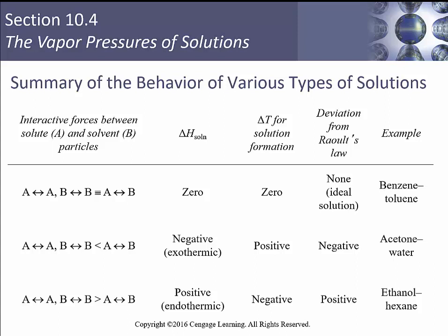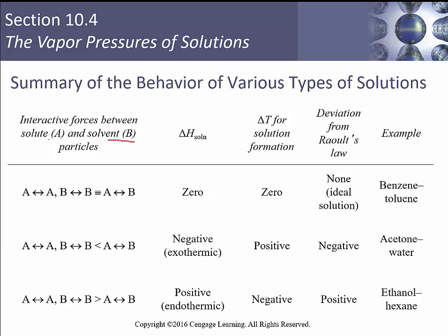So, summary of the behavior of various types of solutions. The interactive forces between the solute and the solvent particles. If we're looking at A interacting with A and B interacting with B, and they're about equal to the interaction between A and B together, our enthalpy of solution should be zero. Our change in temperature should be zero. We're going to have no deviation from Raoult's law, right? So, benzene and toluene is a great example of that. And just London forces, no real attraction between B for A or A for B. They're all on the same order of magnitude.